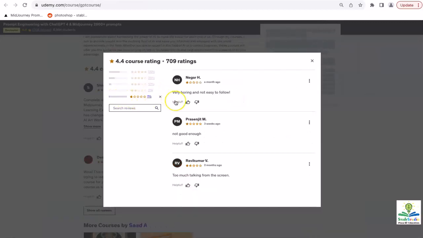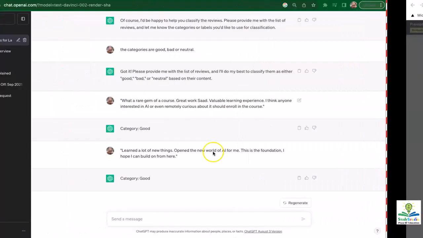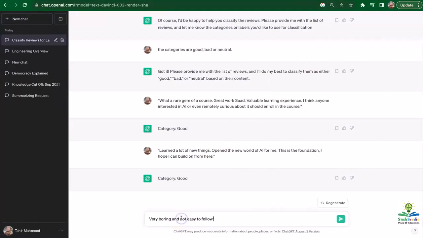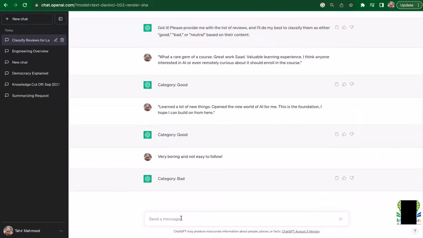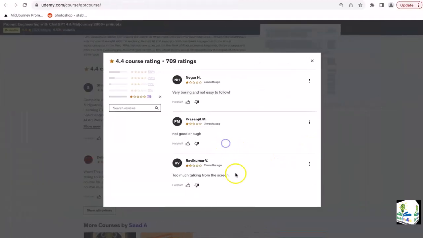So if I open my one star reviews, which is 1% of the course, I see 3 of them. Now let's try with these. Very boring and not easy to follow. If you notice, I did not include the inverted commas, but it was able to understand that I'm still providing a review. So now it says bad. Let's try another one.